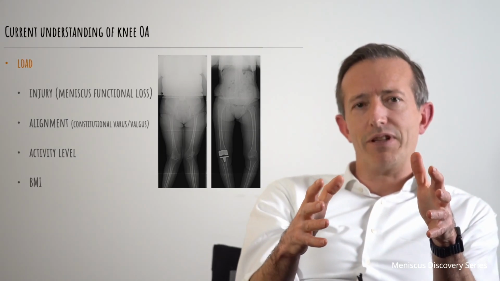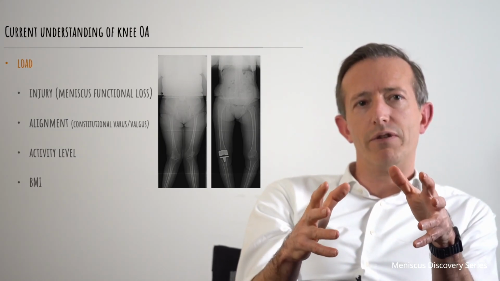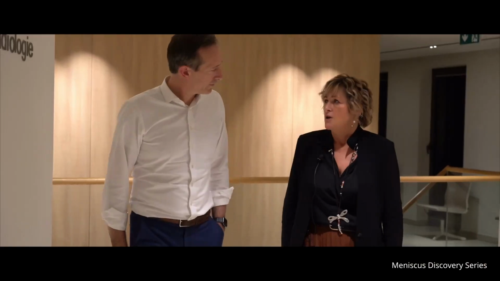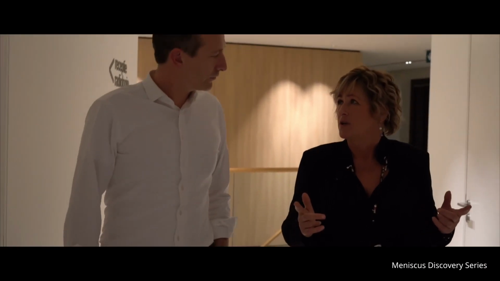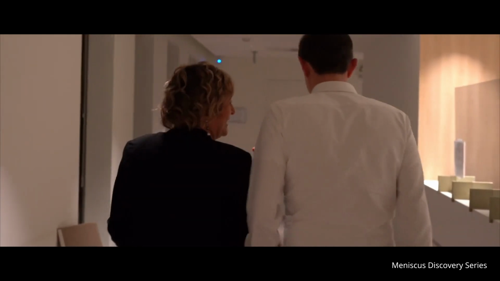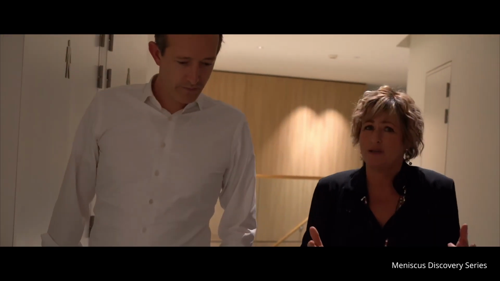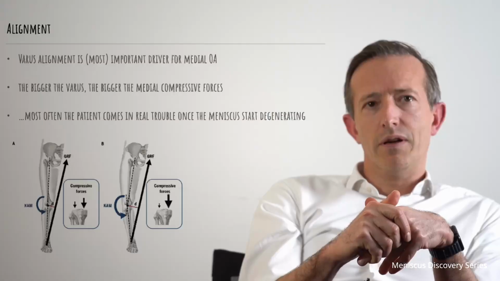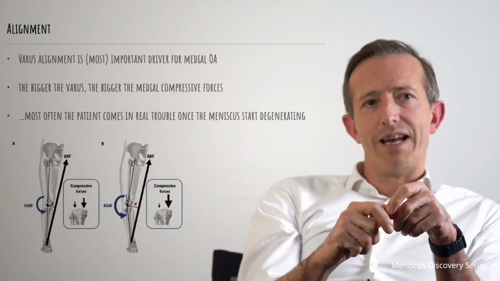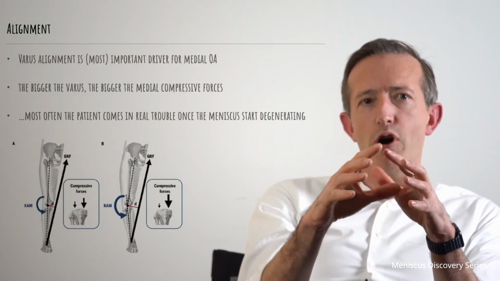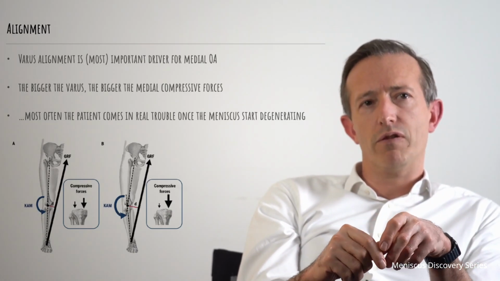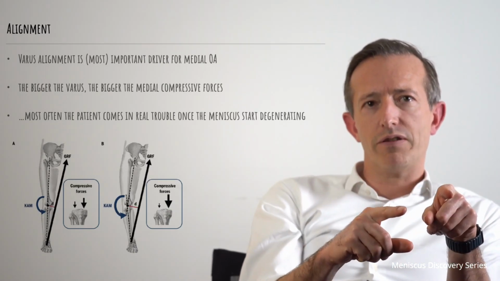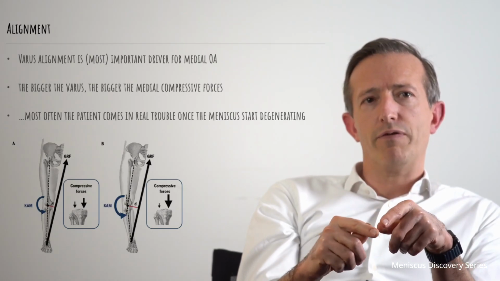Next thing is alignment. Alignment is a very important driver in knee osteoarthritis. So let's talk about the alignment of the patient. In terms of the load distributions, in terms of meniscectomy, is varus important? What we need to understand is that varus alignment or bow legs is most likely the most important driver for medial osteoarthritis. The bigger the varus, the bigger the medial compressive forces.